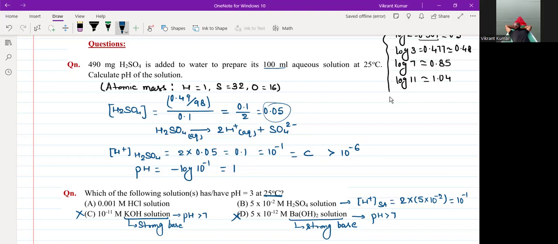So that's why इसका अगर pH कोई पूछे तो इसका pH will be 1. This number is 10 raised to minus 6 से ज्यादा है, तो डायरेक्टली यहाँ से pH equals 1 आएगा. It is not 3.